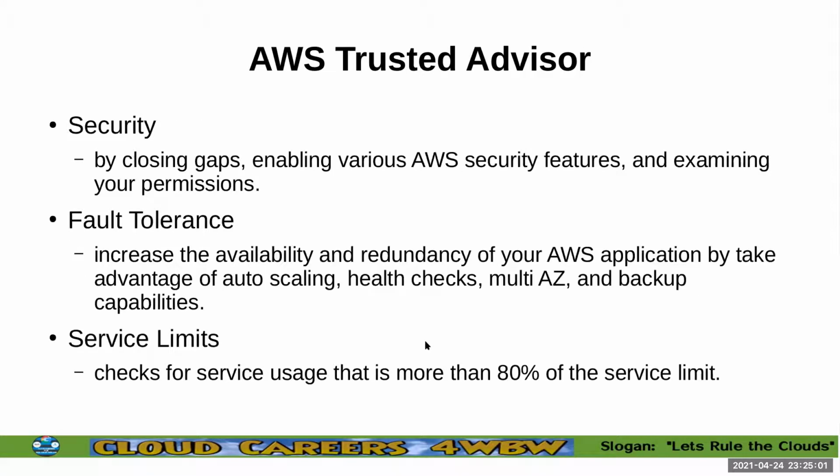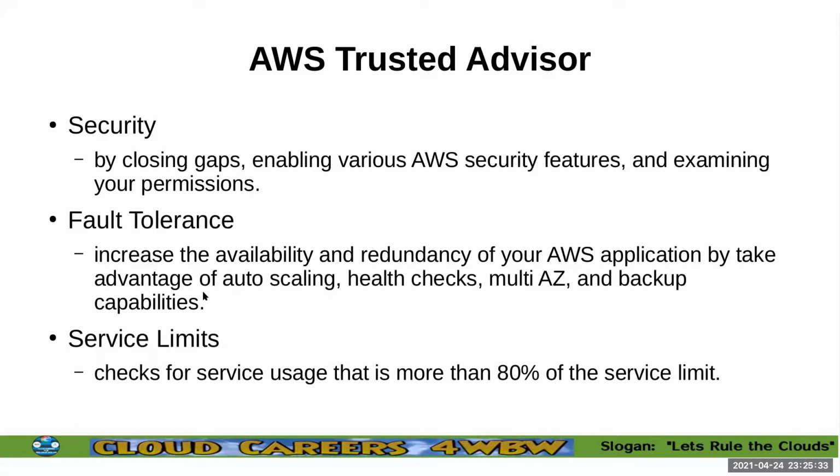Security will look through the security of your architecture and enable various AWS security features and examine the permissions that you have. Fault tolerance will check for increased availability and redundancy of your AWS application. And look at auto scaling, health checks, multi-AZ backup capabilities. Service limits, check for service usage that is more than 80% of the service limit.